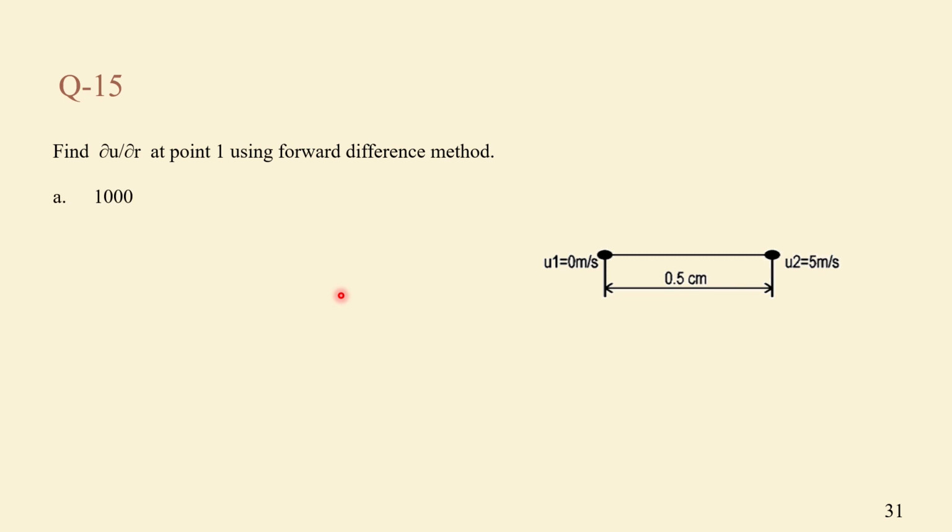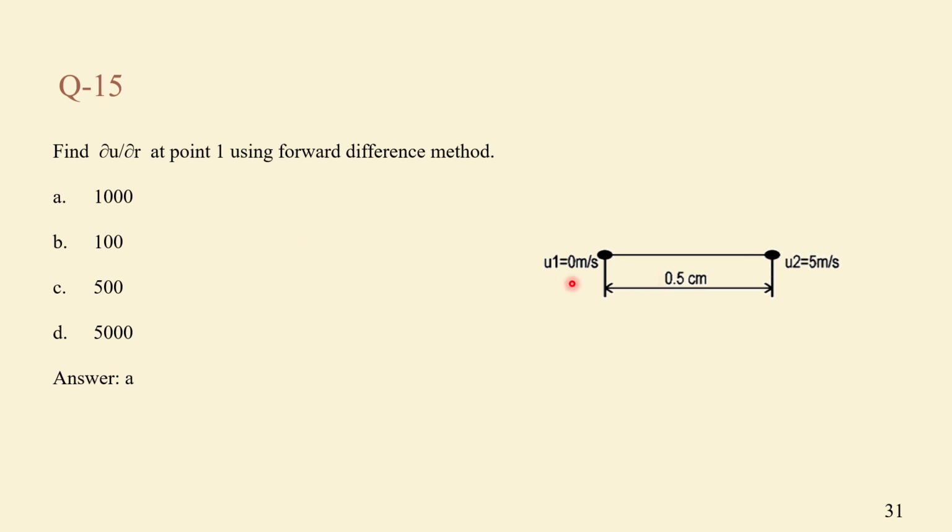Dou u by dou r at point 1 using the forward difference approach: option A is 1000, option B is 100, option C is 500, option D is 5000. So the answer to this problem is option A, 1000, because of dou u by dou r using the forward difference approach. The point is this: this is the first point, u1 is given here, and dou u by dou r we need to calculate.